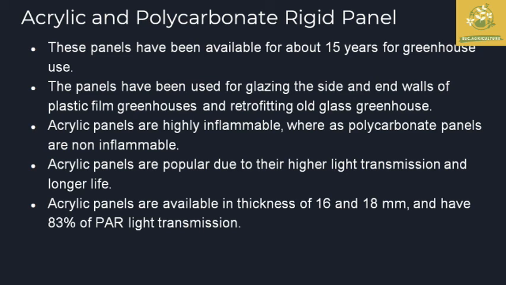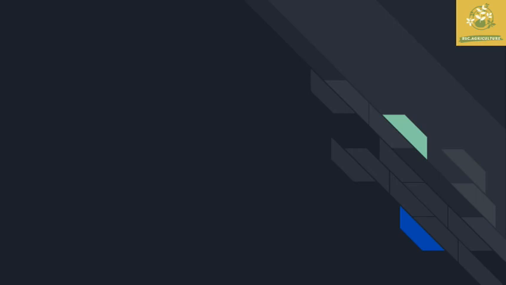While seeing about the availability of thickness, they are available around 16 and 18 mm, and the percentage of light transmission is 83% in both polycarbonate rigid panels as well as acrylic panels. So I think you are able to know about some of these materials which are used in the greenhouses.